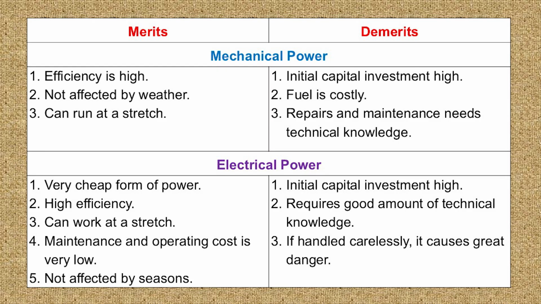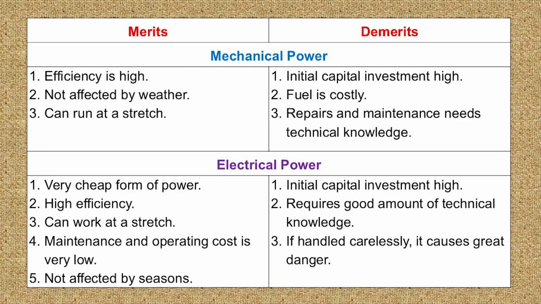The next one is electrical power. Electrical power is referred to as the cheapest source of power in India, not just in India, anywhere you go. It is the cheapest compared to other sources of farm power. Efficiency is high, similar to diesel mechanical power. So electrical power also offers work with high efficiency.